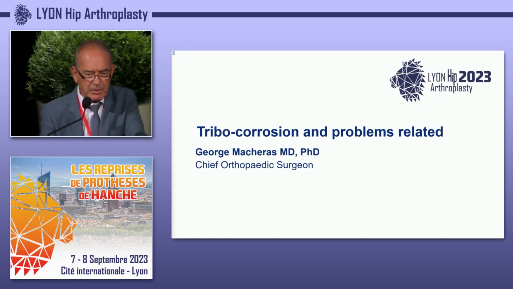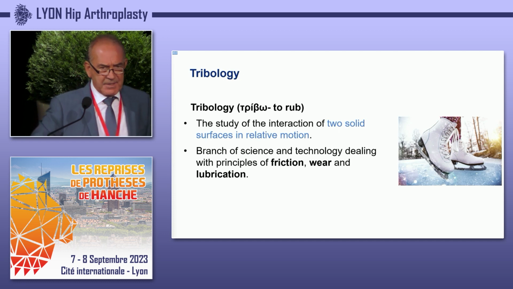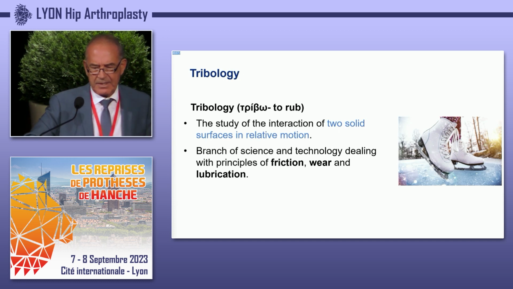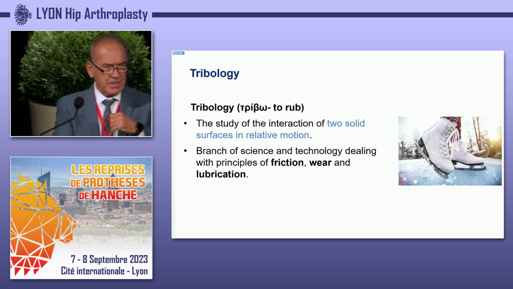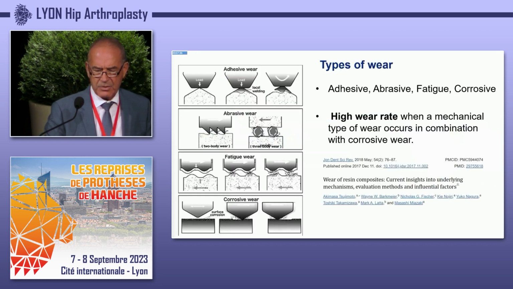We're going to talk about tribo-corrosion and problems related to that. Tribology is a word coming from the Greek word tribo. It's the study of interaction of two solid surfaces in relative motion. It's the branch of science and technology dealing with the principles of friction, wear, and lubrication.